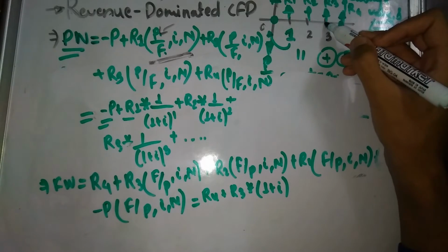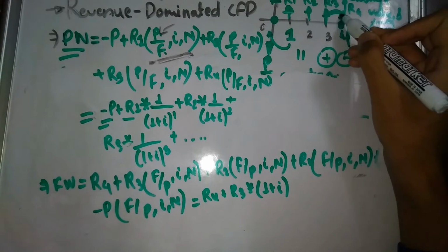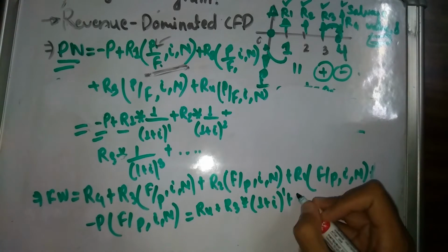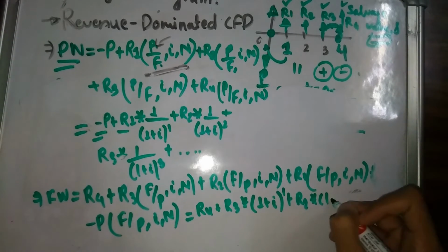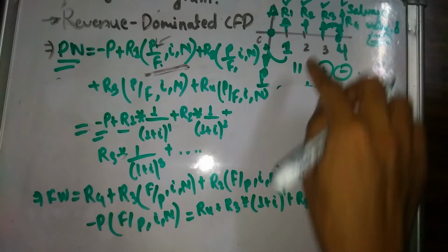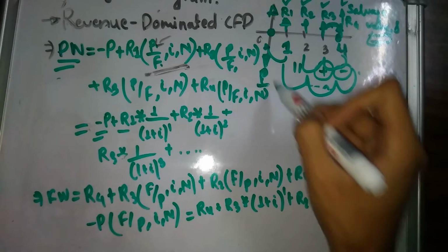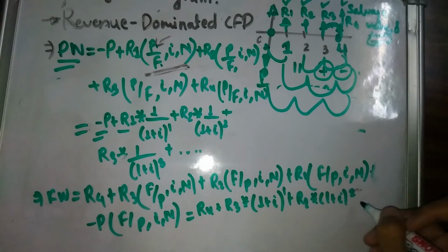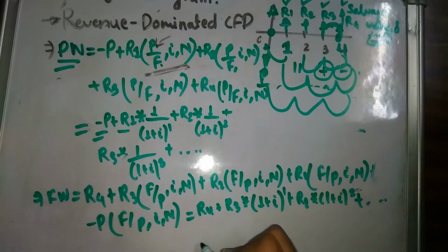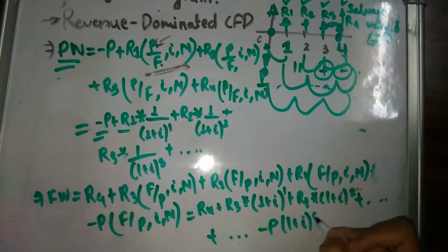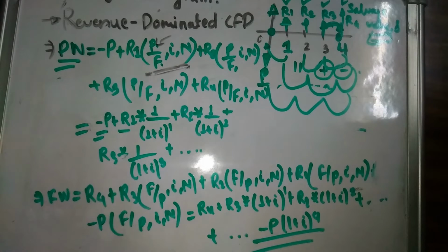So for our r3, converting it into time here, as you can see, the n is going to be just 1 year, plus r2 is going to be 1 plus i squared. Hopefully you're understanding here, because it's going to be 1, 2, and for our 1 it's going to be 3, and for our p it's going to be 4. So I'm just going to directly write p minus p 1 plus i raised to the power 4. So this is how our revenue dominated cash flow diagram works.